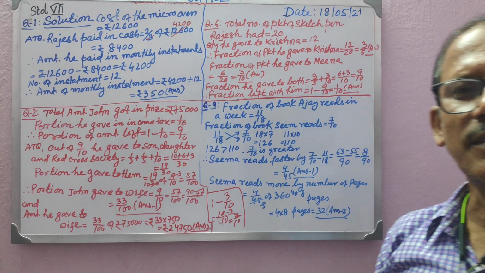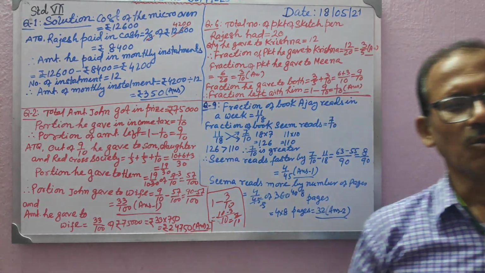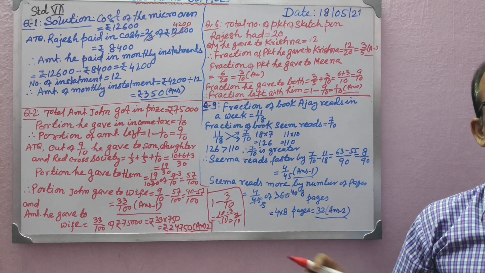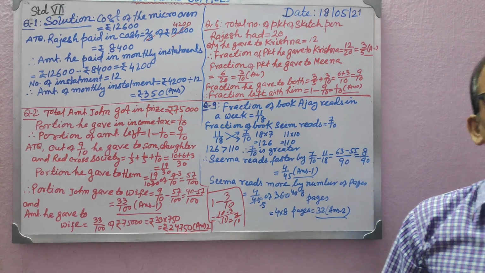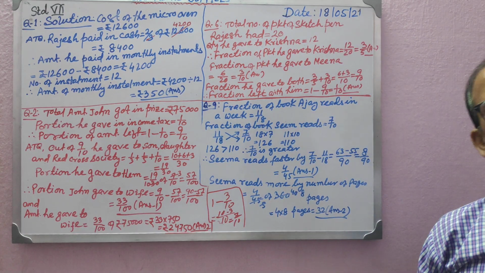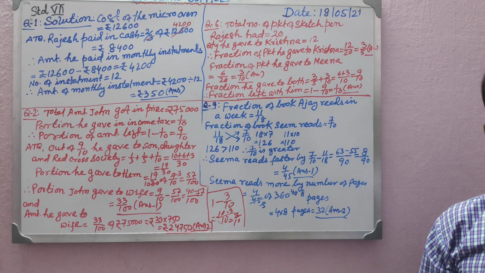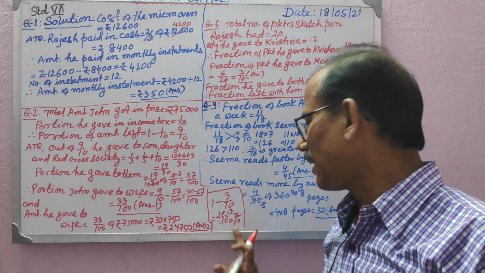If 3 by 5 is given, what will be remaining? 1 minus 3 by 5, 5 minus 3 is 2 by 5. You have given 4 by 7 to someone. What is remaining? 7 minus 4 is 3, so 3 by 7. Could you understand me? So that way you find the remaining.